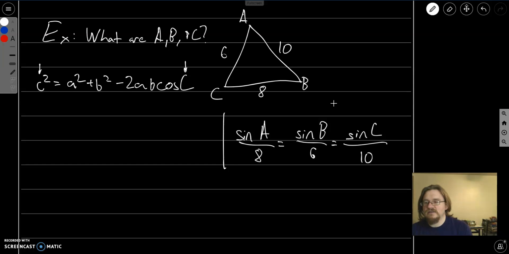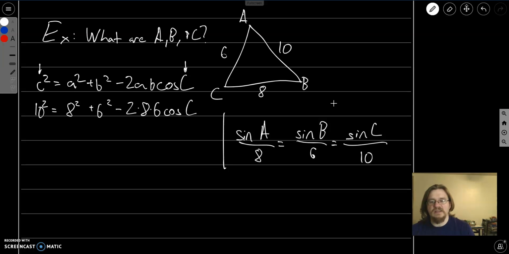So c squared, c is going to be the side opposite the angle c, which is going to be 10. So 10 squared is going to be equal to a squared, which is the side opposite a, which is going to be 8, plus b squared, that's the side opposite b, minus 2 times a, which is 8, times b, the side length opposite b is 6, times the cosine of capital C, which is this angle here that we don't know.